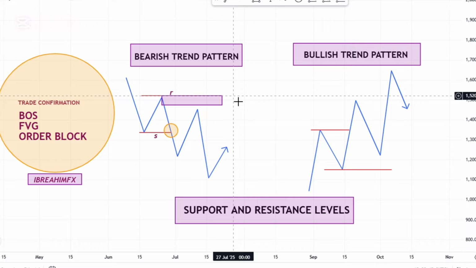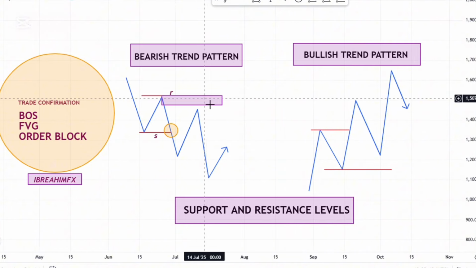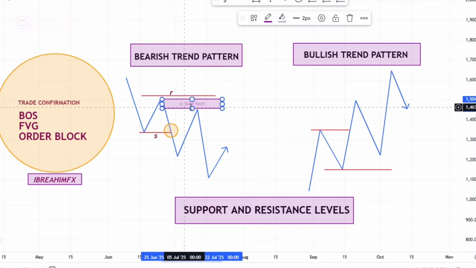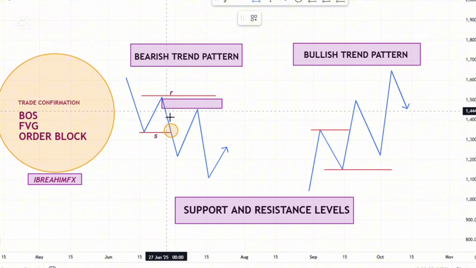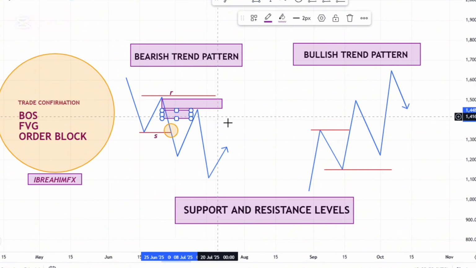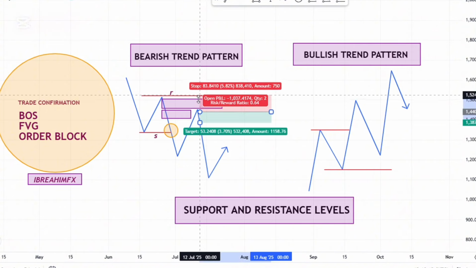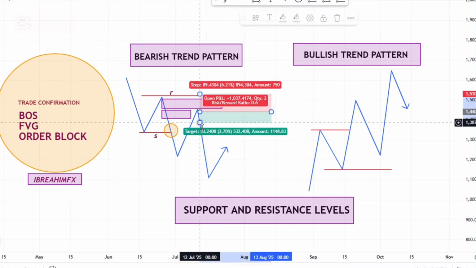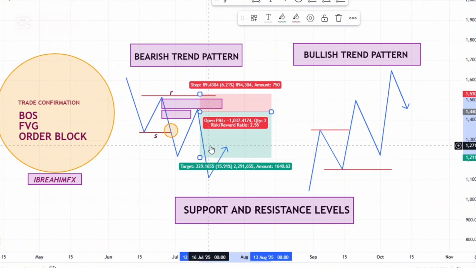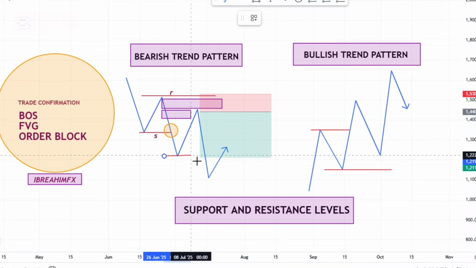So after you have known your order block right here, and you find your fair value gap, you are going to enter the market with your order block right here, and put your stop loss above the resistance level, and your take profit will be at the last resistance level like this. So that's our first sample.